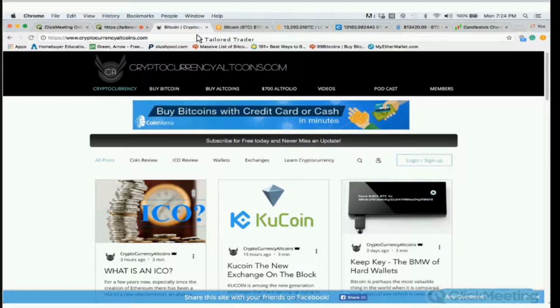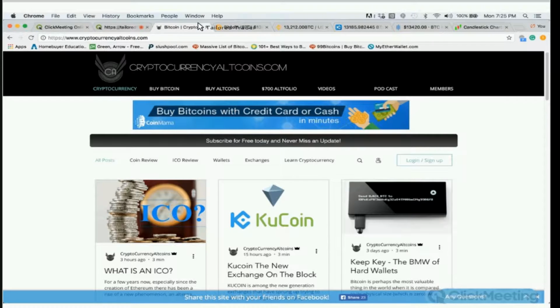Now, today we're going to be talking about how I analyze the Bitcoin price. First and foremost, just a quick disclaimer: this is not investment advice. I am not a financial advisor. Please do your own diligence. I'm just letting you know the tools that I use when doing my analysis. Now, let's get right into it.